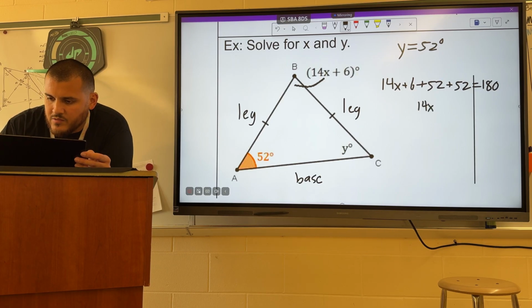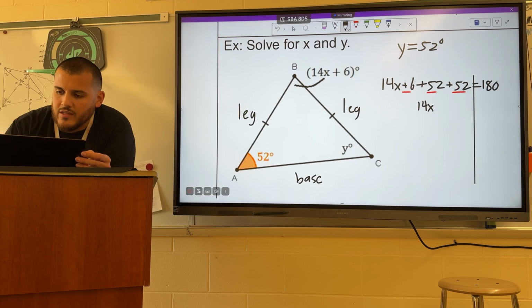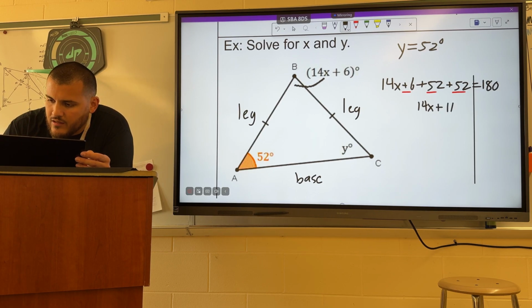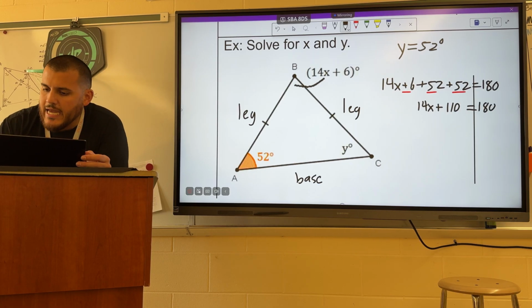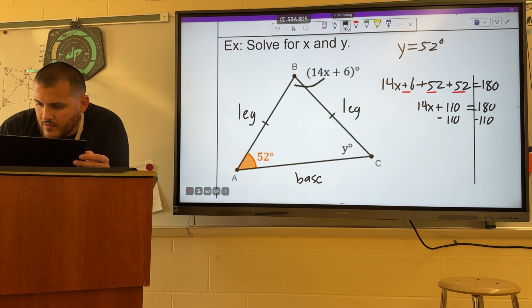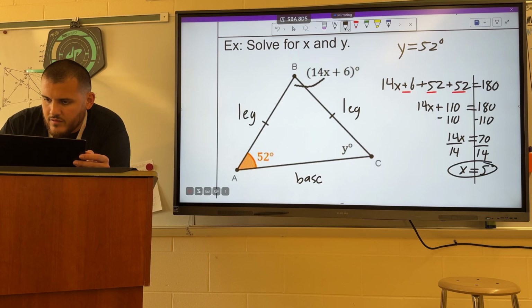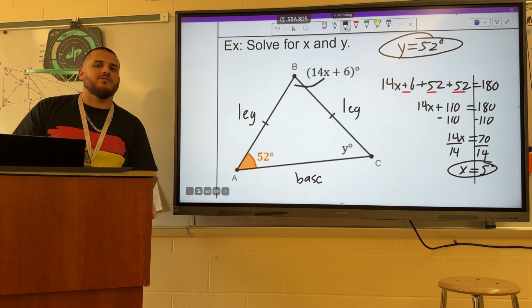Got a lot of like terms to combine up here. 6 plus 52 plus 52, that would be 110. So 14x plus 110 equals 180. I can get that 14x alone now by subtracting 110 from both sides. That will give me 14x equals 70. And now I can get x by dividing both sides by 14. And x is 5 degrees. y is 52. x is 5.